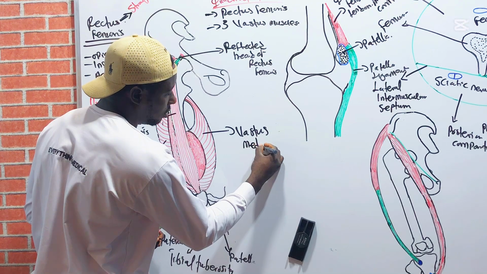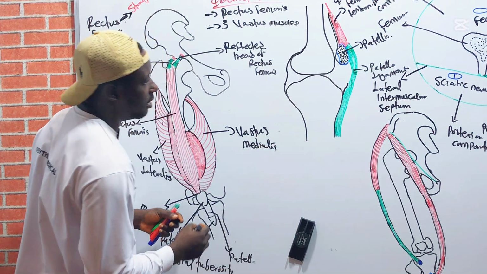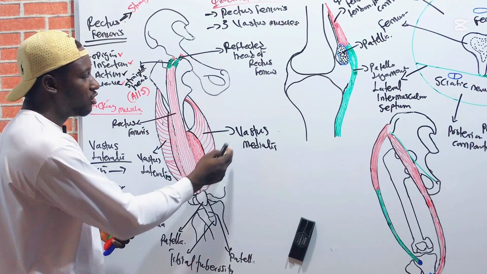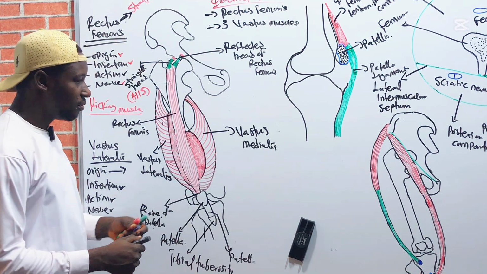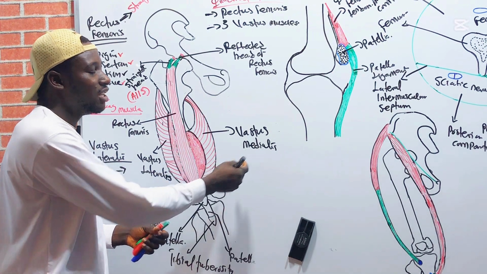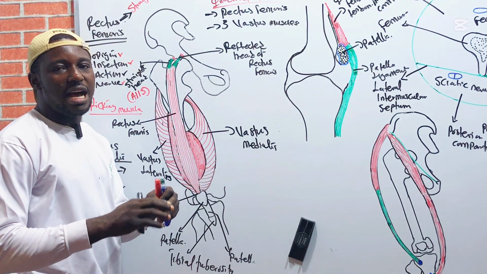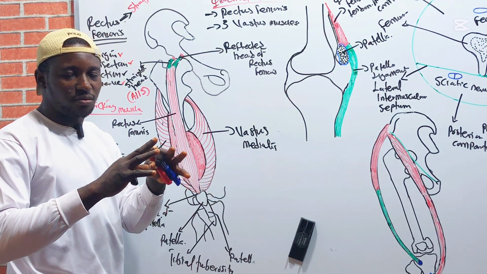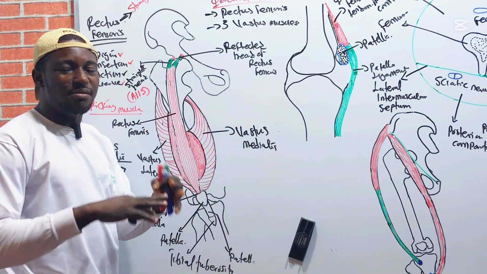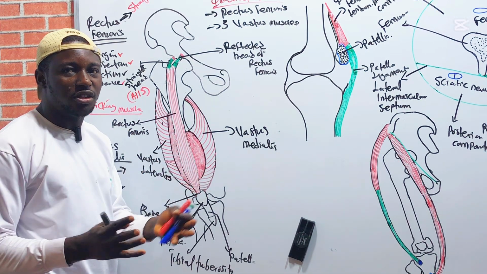Vastus medialis. Okay. The vastus medialis origin. Recall that the vastus medialis covers the medial aspect of the surface of the femur.